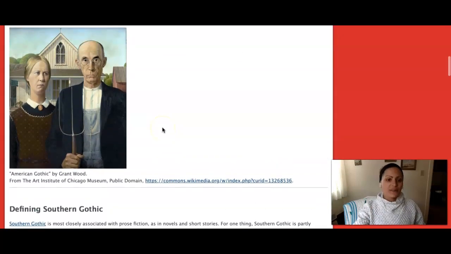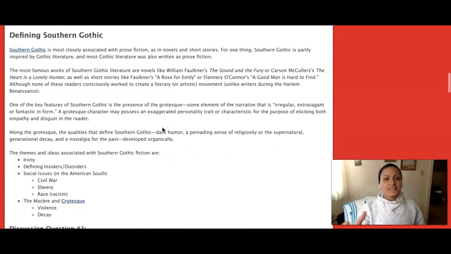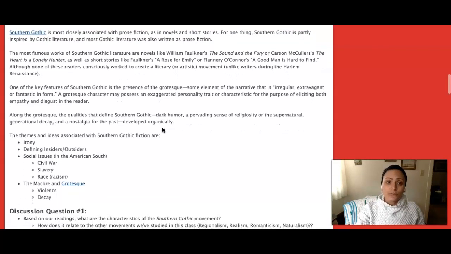Here we have American Gothic by Grant Wood. So it's most closely associated with prose fiction in novels and short stories. We read 3 short stories for today. So we were looking at A Rose for Emily by Faulkner, and then 2 by O'Connor, which include A Good Man's Hard to Find and The Life You Save May Be Your Own.